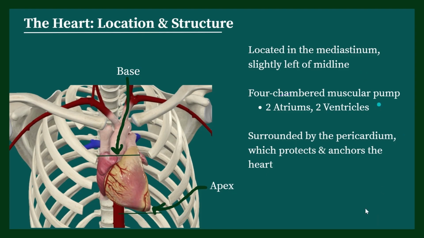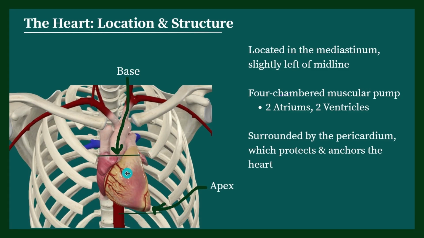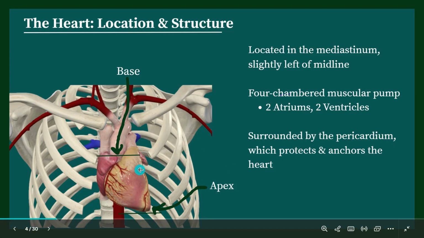There it is. There's the heart. It's located in the mediastinum, which is a pocket of the thoracic cavity. So it's like its own little pocket, and it's slightly to the left of the midline. So when people are putting their hand on their chest to do the Pledge of Allegiance in the United States, they're supposed to be putting their hand on their heart. Okay, so it has 4 chambers inside of it. That's 2 atriums on the top and 2 ventricles on the bottom.